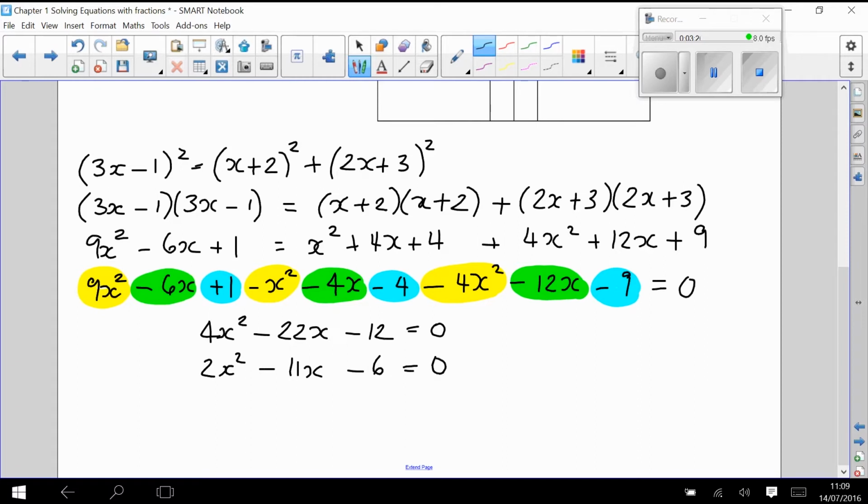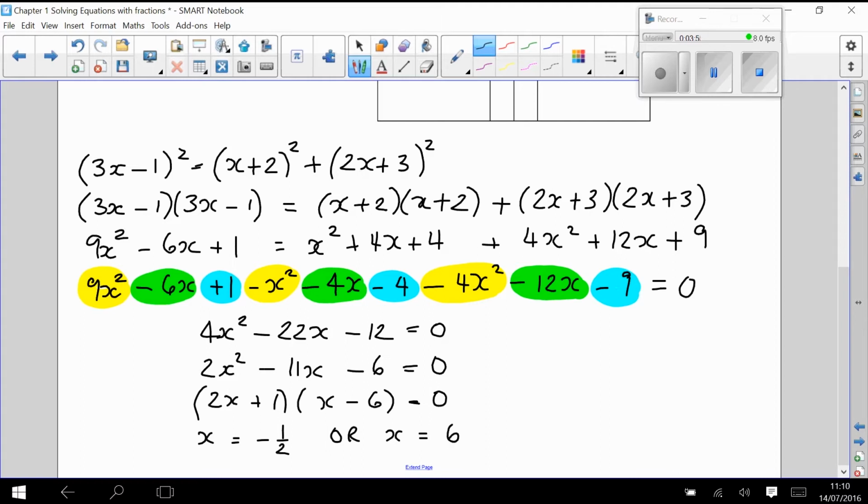This can be factorized very nicely using your trinomial method, which gives you two brackets, the first one of 2x plus 1 and the second bracket of x minus 6. This means that I have two possible solutions. The first solution says that x could have been minus a half, and the second solution says that x could have been equal to 6.